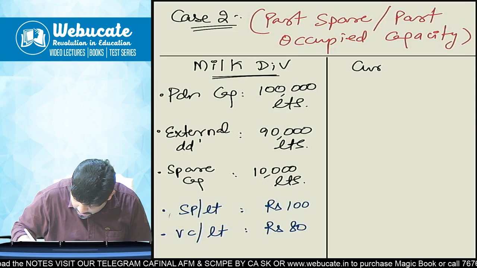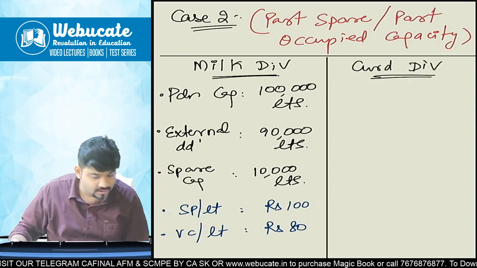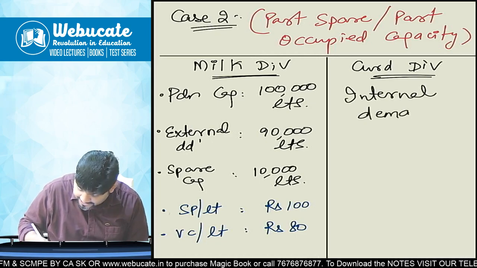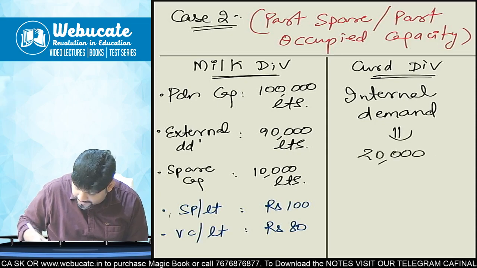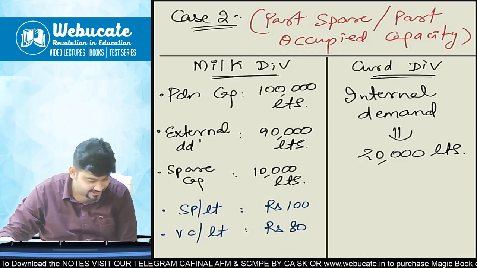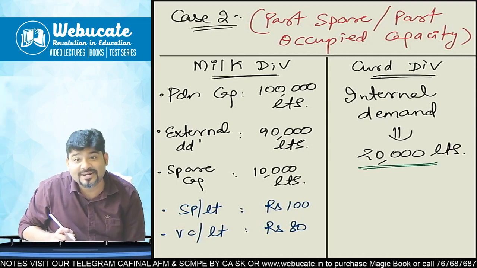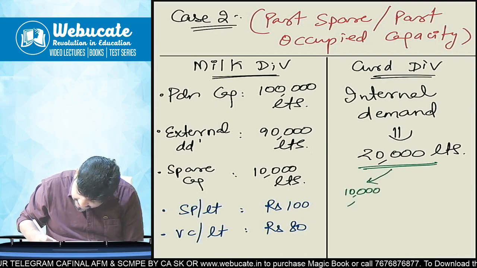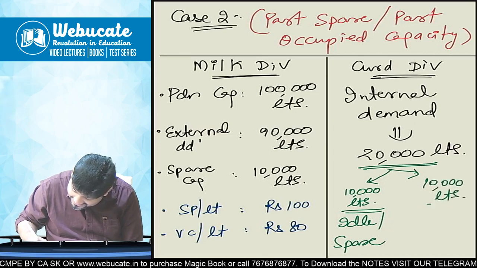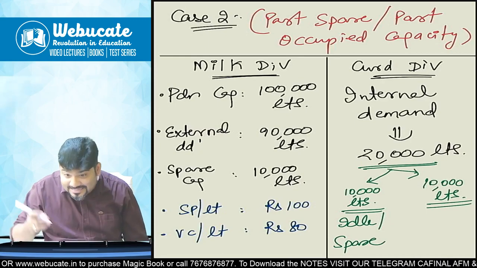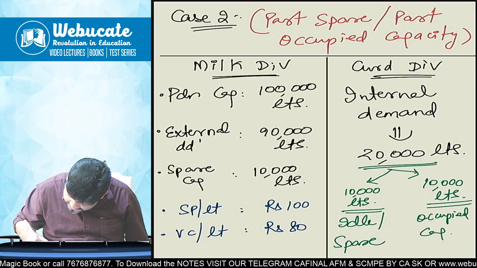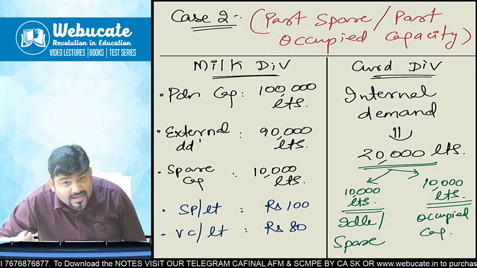And now we come to the curd division. Now, what about the curd division? Can I say the curd division again calls the milk division and says we need an internal demand of 20,000 liters. See, now why is this called part spare, part occupied? Because the curd division needs 20,000 liters. Of that, the milk division will say 10,000 I have idle or spare, but the remaining 10,000 liters I will have to give you from my occupied capacity. I can give it to you, but I will have to sacrifice my external demand and give it to you.